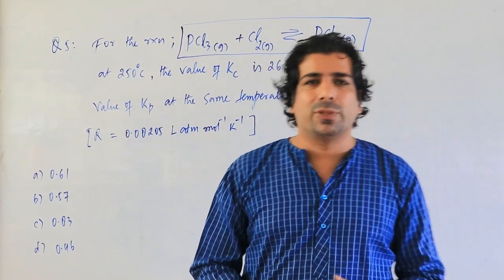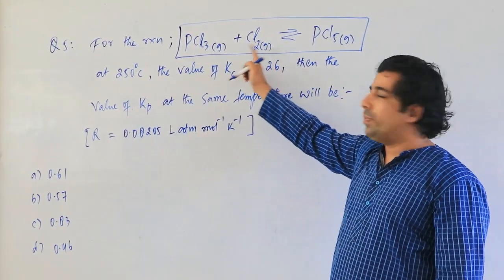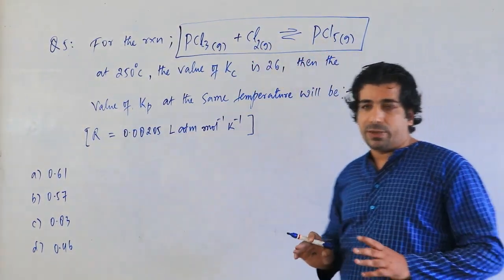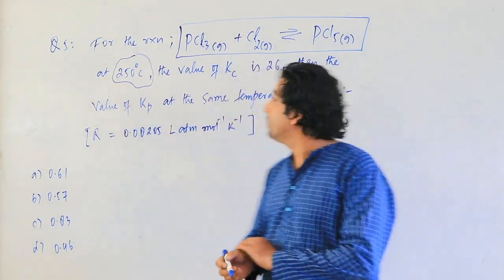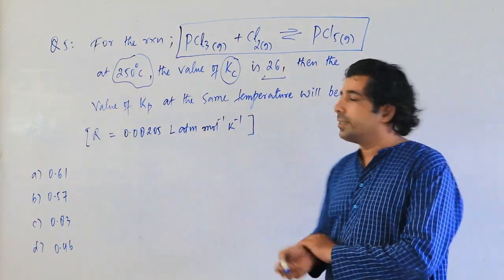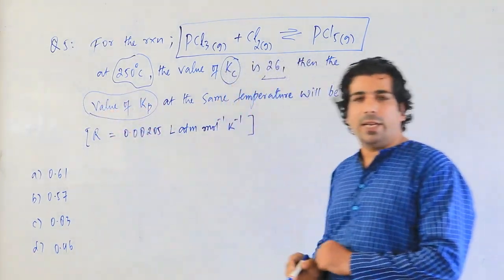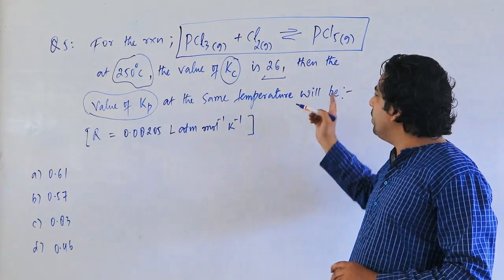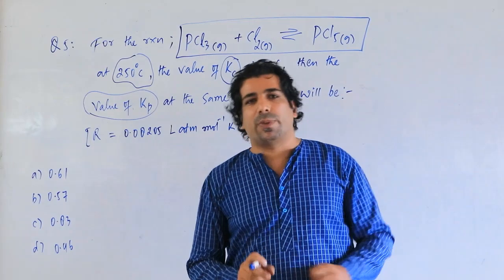Dear friends, let's come to question number 5. What is this all about? For the reaction given to me, PCl3 reacts with Cl2 and gives me PCl5, my dear friends. At this temperature, 250 degrees Celsius, the value of Kc is given to me, that is 26. Then the value of Kp, the equilibrium constant in terms of partial pressures, at the same temperature, is what I have to find out.